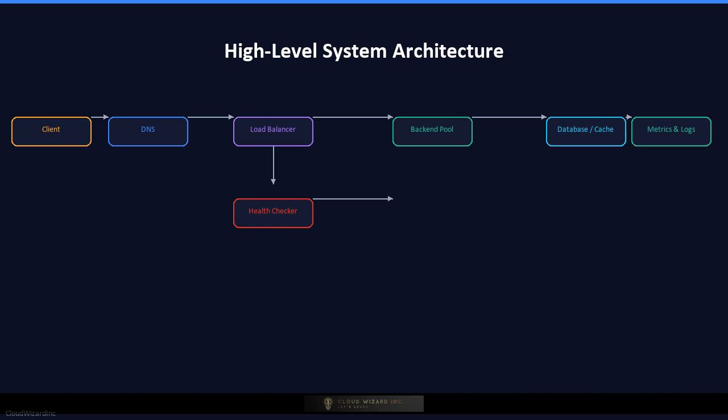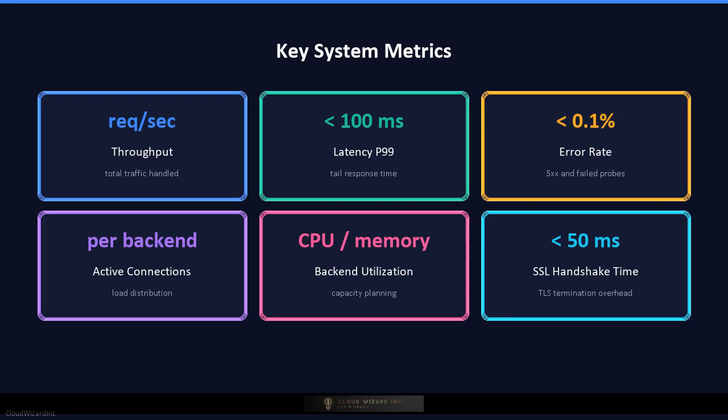An SSL terminator decrypts HTTPS traffic. The load balancer forwards requests to a pool of backend application servers, which may read from a database, cache, or object store. Metrics and logs are emitted to an observability backend, and a control plane manages the configuration, backends, and weights. The key metrics to memorize cold. Throughput, measured in requests per second or connections per second, tells you how much traffic the system is handling.